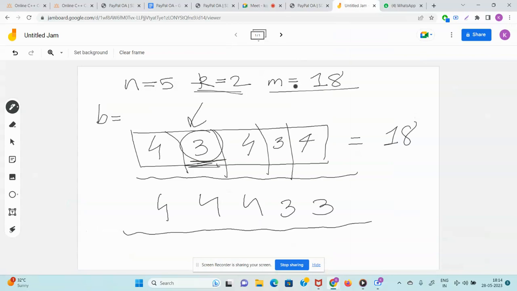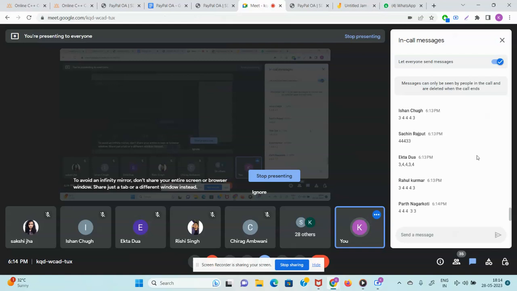44433. Guys, this has become bigger now. We can say that the answer is 44. Guys, last question. Can you make it bigger than 4? Try in the chat. Put all your focus. You can make it bigger than 4. Let's see what people are writing. Guys, you can make it bigger than 4.